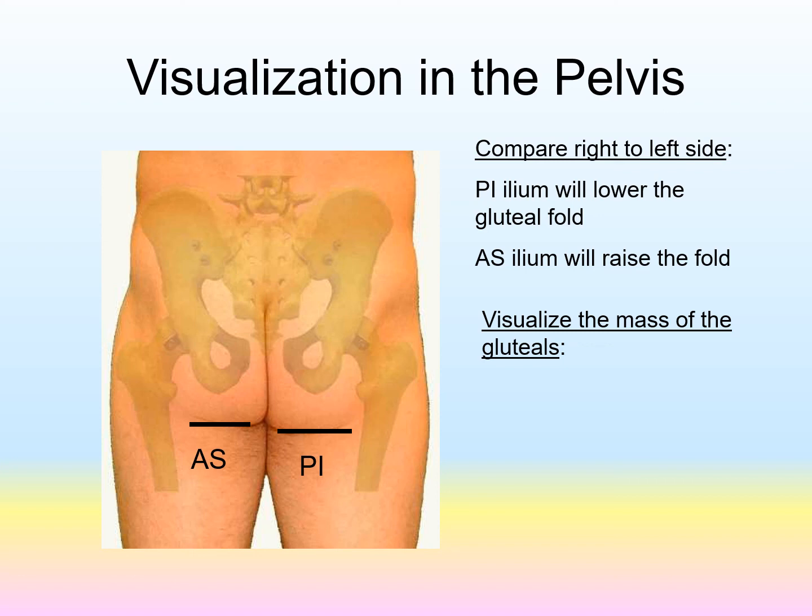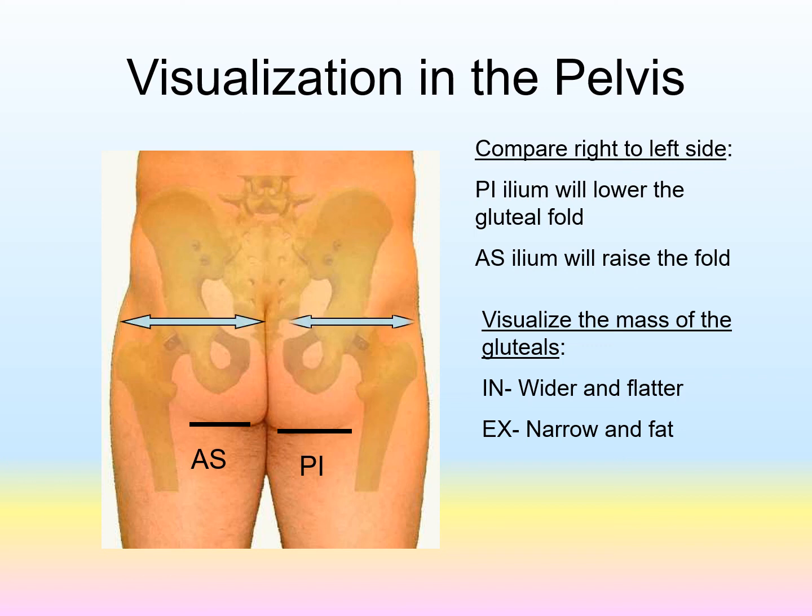We can visualize the mass of the gluteals. The I-end side, the glute is wider and flatter, just like the adult. The EX side is narrower and fatter, but it's more pronounced, it has a sharper curve to it. And here is a brief visualization of that.